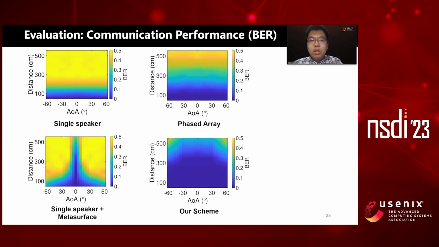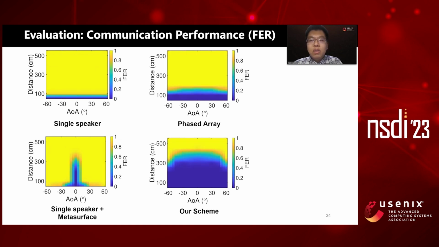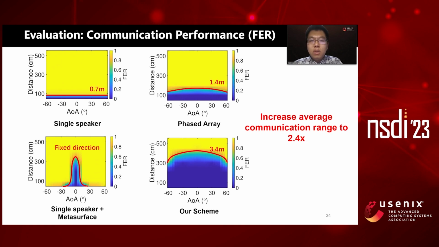The next part, we show our scheme's performance in communication. The following figures illustrate the communication bit error rate performance of each scheme. Our system demonstrates a wide steering range and significantly improves the communication range, as shown in the figures. To evaluate communication performance, we calculated the frame error rate. Our scheme has increased the communication range to 2.4 times compared to the phased array scheme at various steering angles.